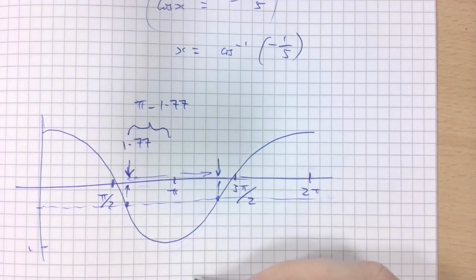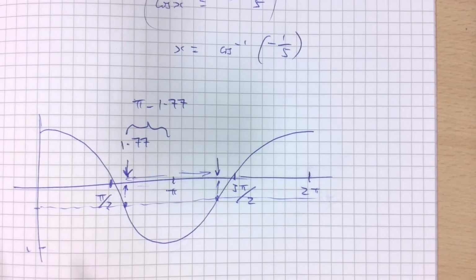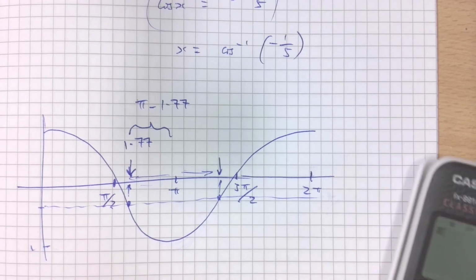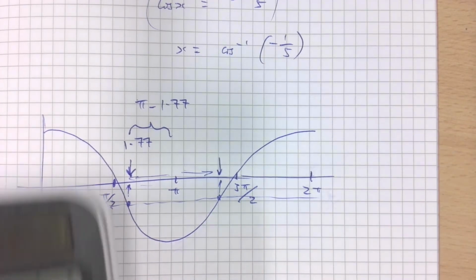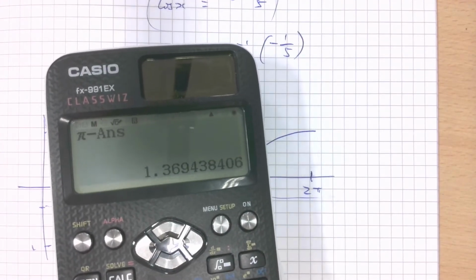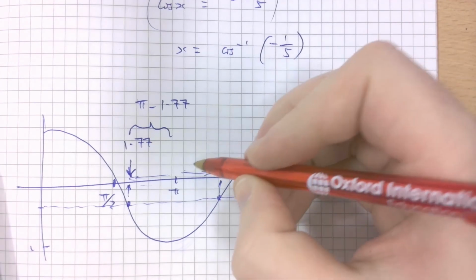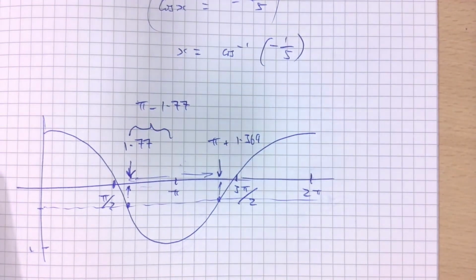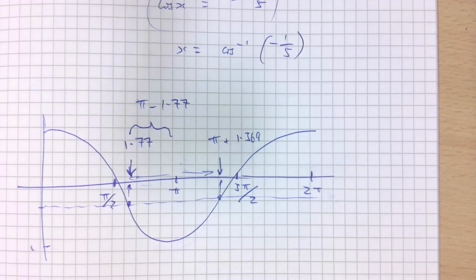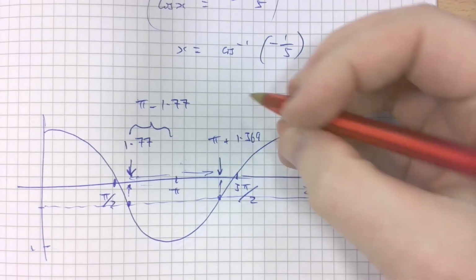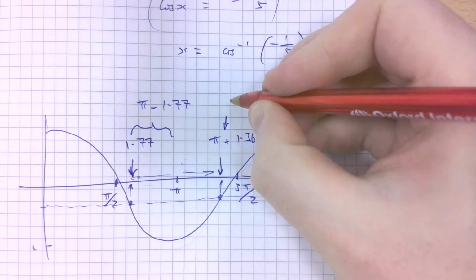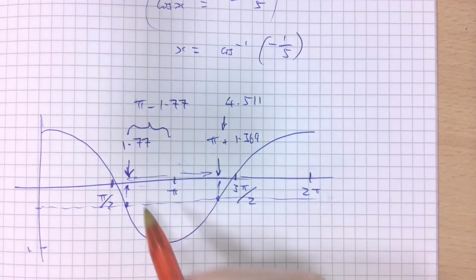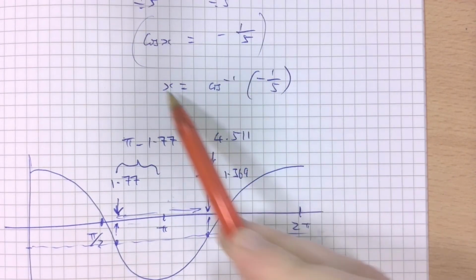Okay, so the answer to that, just bear with me, just trying to find pi on my calculator. Pi minus that makes 1.369. Okay, that is effectively what is going to be added to this. So this is pi plus 1.369. Okay, so let's add that on, which is 4.511.